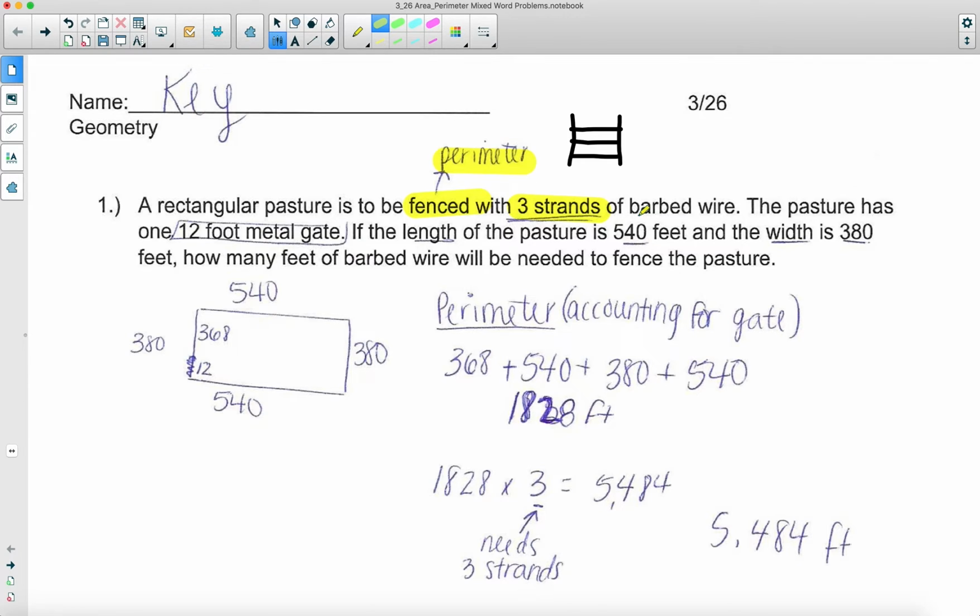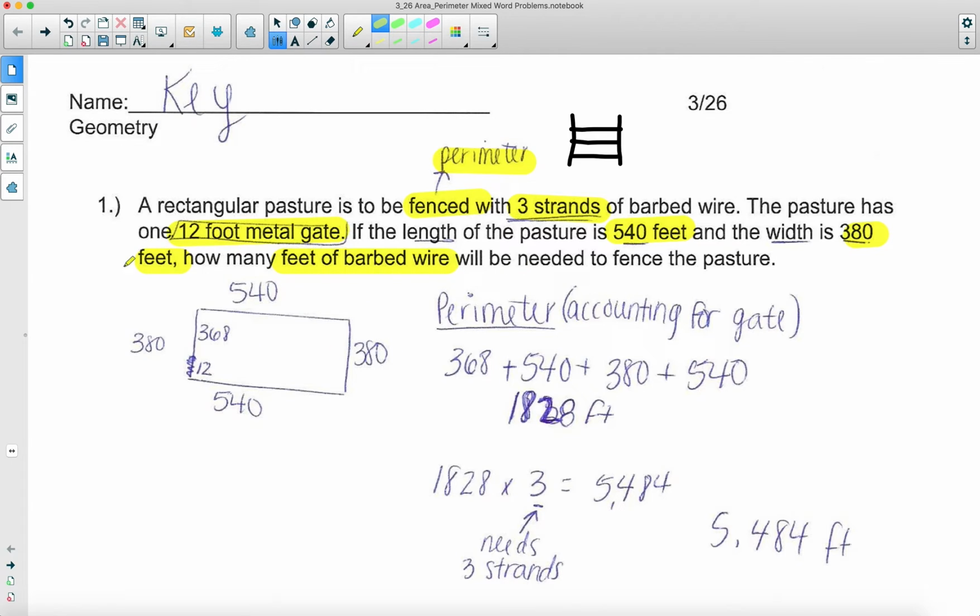All right, back to the word problem. This pasture has one 12-foot metal gate. The gate isn't going to be fenced with the barbed wire because it's a gate. The length of the pasture is 540 feet. The width is 380 feet. They want to know how many feet of barbed wire is needed to completely fence in the pasture.